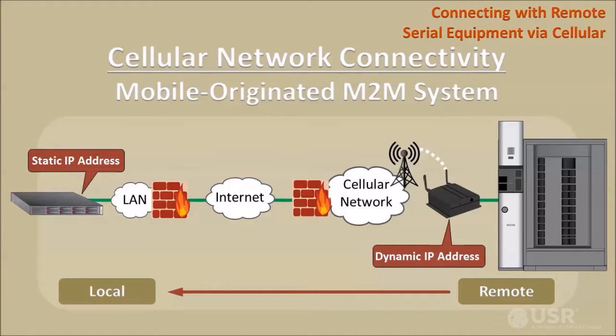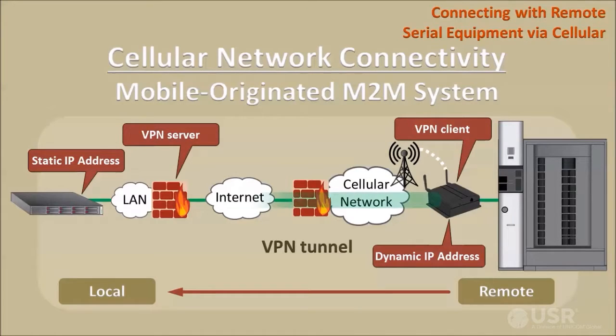When the gateway tries to initiate a connection to the IP address of the local host, the LAN firewall blocks the connection. So a VPN tunnel must be configured from the gateway to the LAN. For the safety of your network and servers, USR does not recommend using other, less secure methods for allowing connections into the LAN.